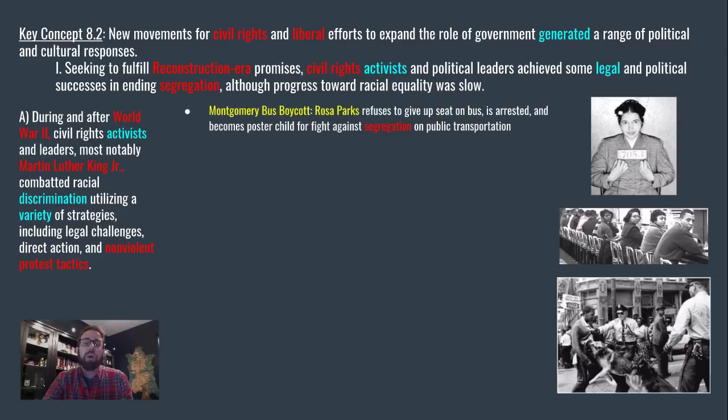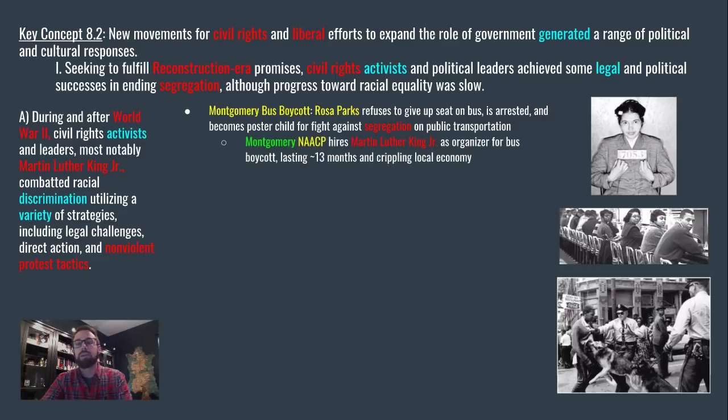All right, so oftentimes when we study the civil rights movement and talk about nonviolent protest, we start in the mid-1950s with the Montgomery Bus Boycott and Rosa Parks. This is probably a story that you know from before: Rosa Parks was riding the bus. Buses and public transportation were segregated in Montgomery, Alabama. She refused to give up her seat and was arrested and basically became the poster child for this fight against segregation in general, but also specifically in public transportation.